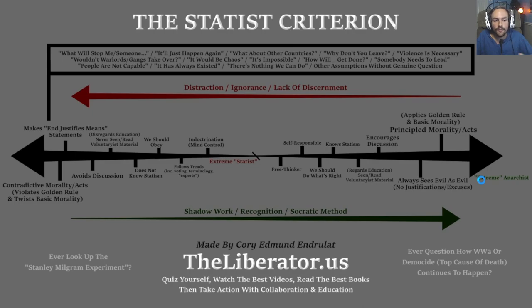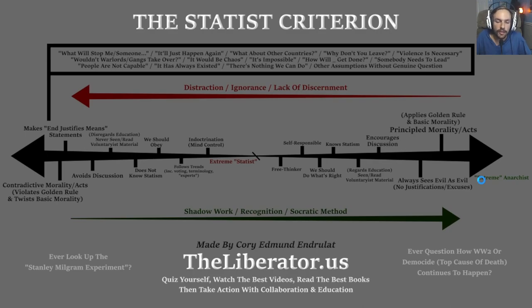All right, so if we look at the second little boundary we have to get past here, what do people do? If they're not contradictive in their morality or actions, they're going to make ends-justify-means statements. This is also known as utilitarianism in philosophy, and many people make these statements, and here are just some. What will stop me or someone from doing this or that? It'll just happen again. What about other countries? Why don't you leave? Go to another country. Violence is necessary. Wouldn't warlords or gangs take over?